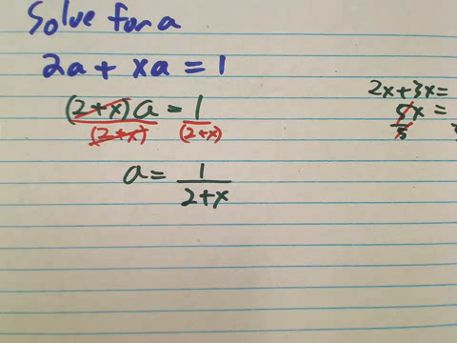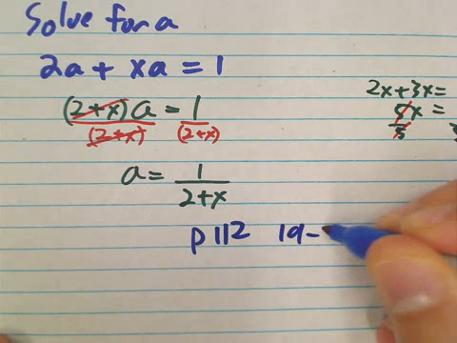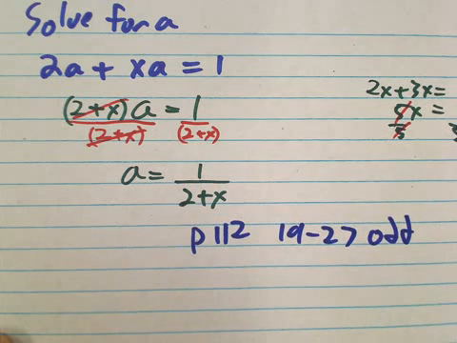What I want you to do in your book is page 112, 19 through 27, odds, and 36 to 41.